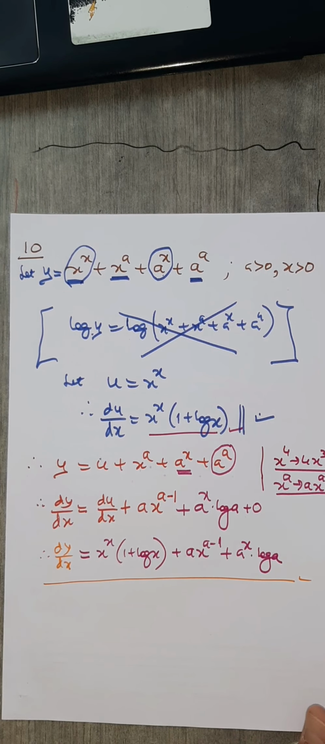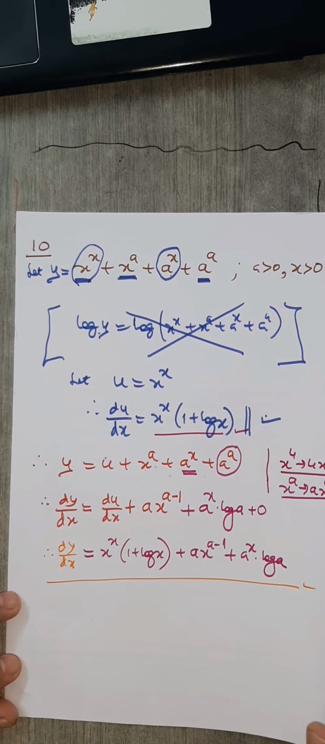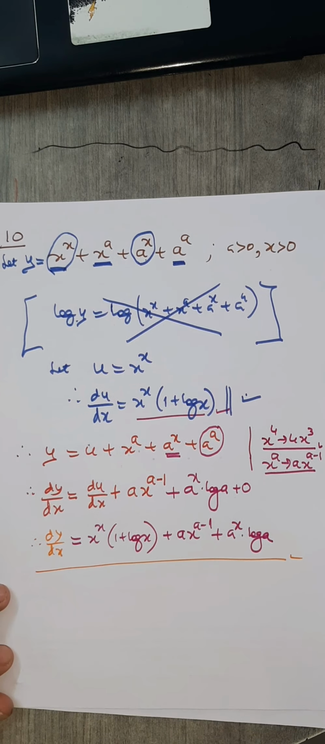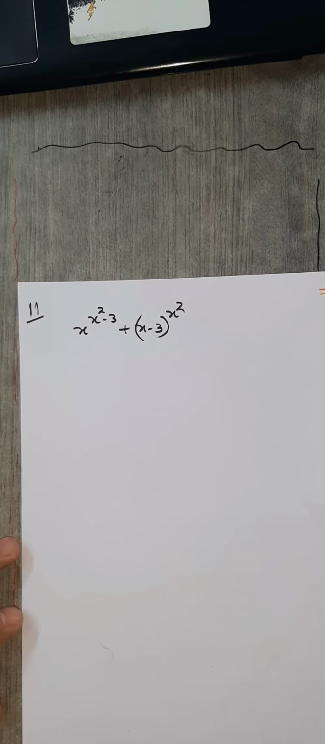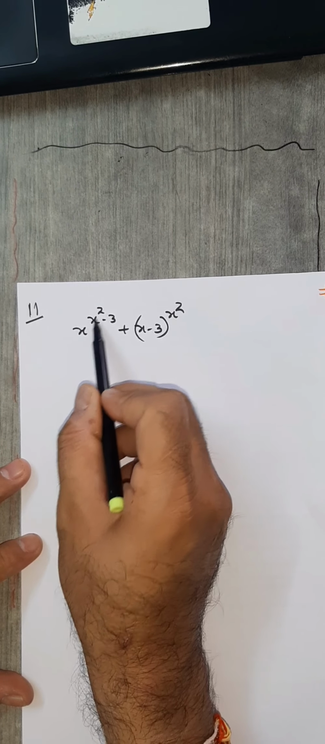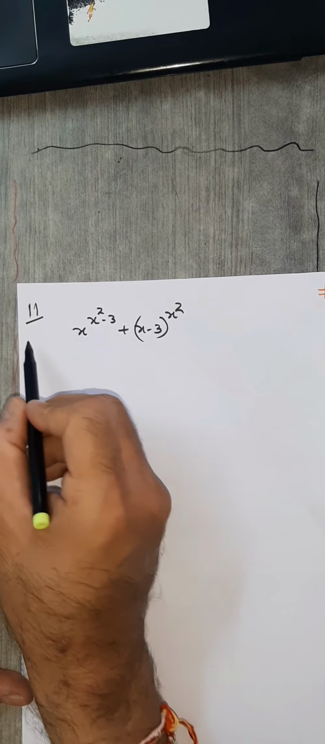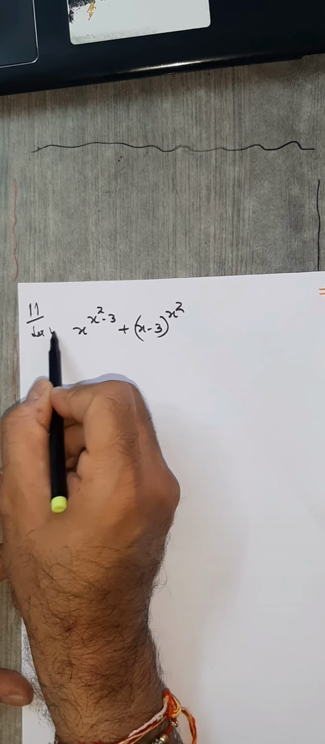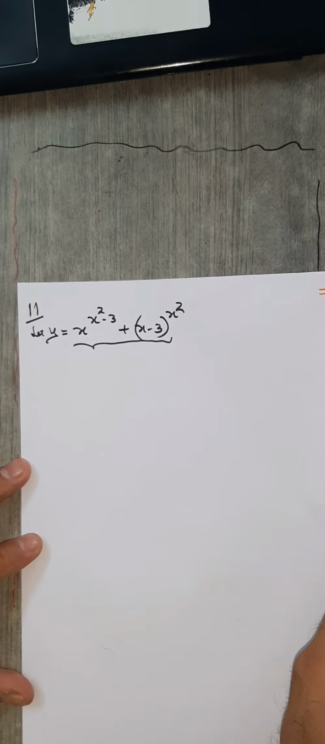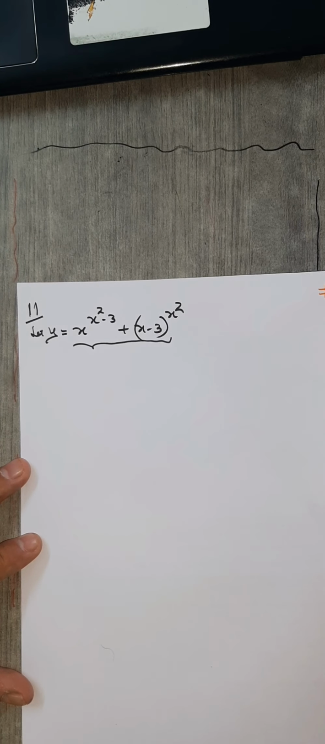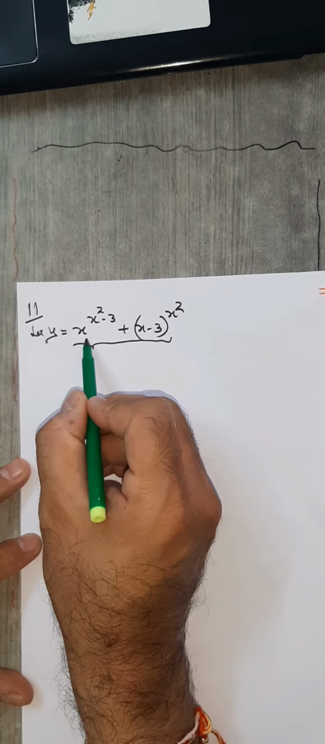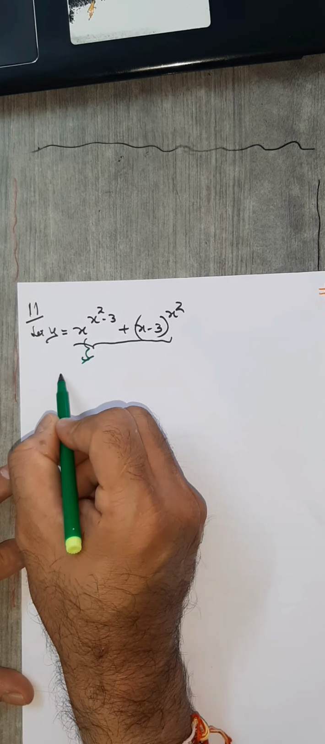Now next question number 11. If I just go for the 11th question here. So here you can see that you have variable raised to variable form, variable raised to variable form. Let me call this as a function y here. Y equals to this. Now you have addition on the right hand side, remember. So you cannot apply log on both the sides. So how will we do? We take this as u.